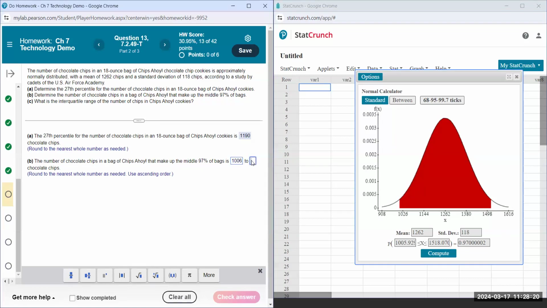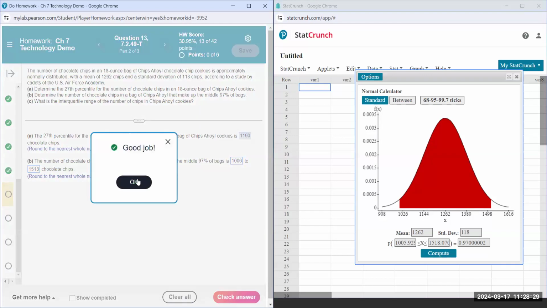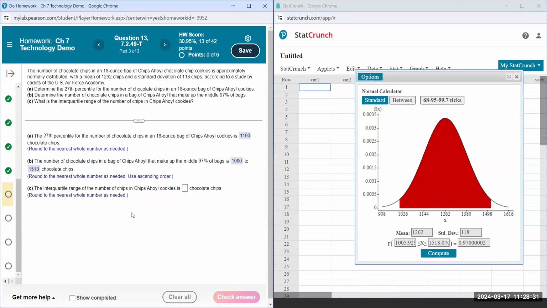Always do smallest to largest. That's what ascending order means. Because if you just put it in any order, it's going to mark it wrong if you put the larger number first. It's just the way that this is programmed.